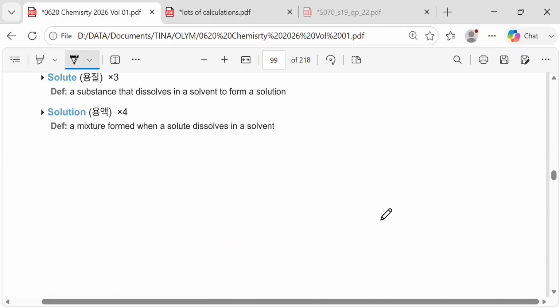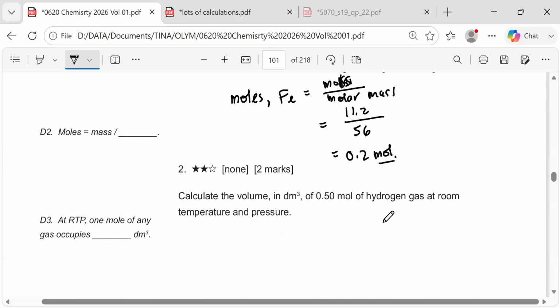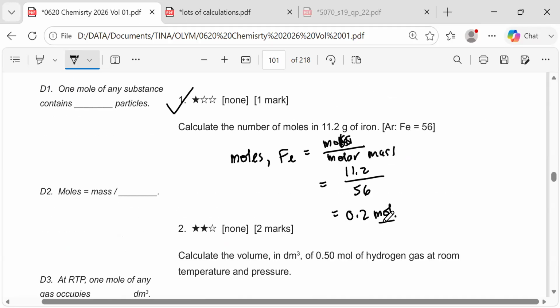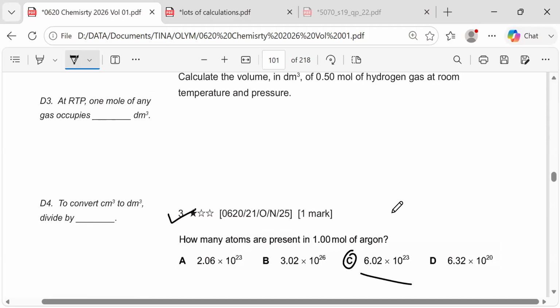Those are two separate things. That one is the relative mass in the periodic table. This is a question I'm asking you to calculate particles. It's not the same thing.